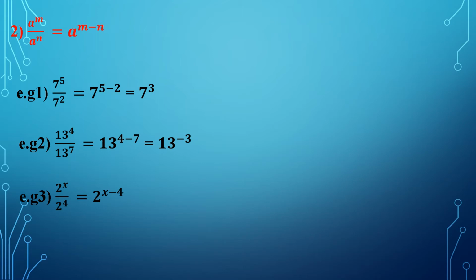Example 3. 2 raised to x upon 2 raised to 4. Again the same way. Bases are the same. They are in division. Hence subtraction in the numerator.